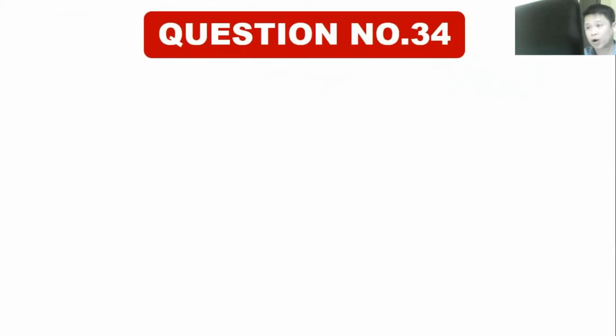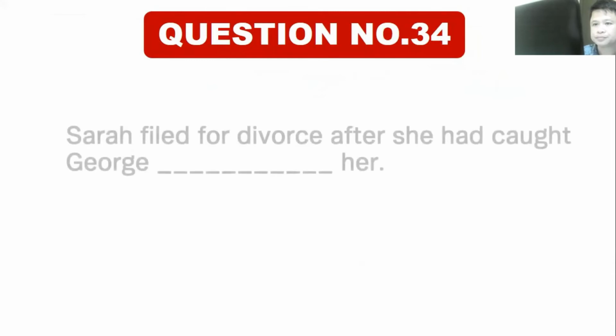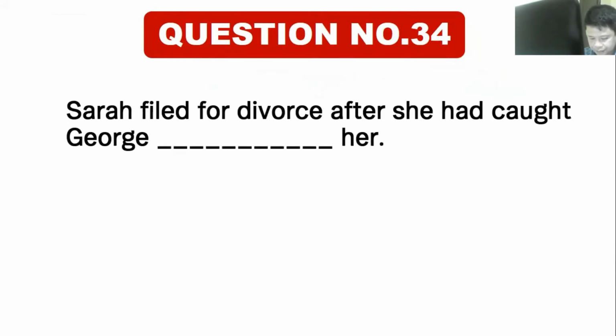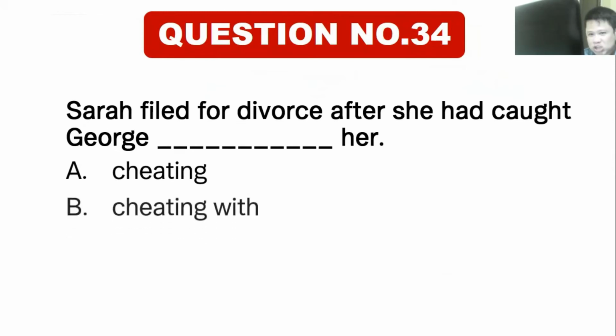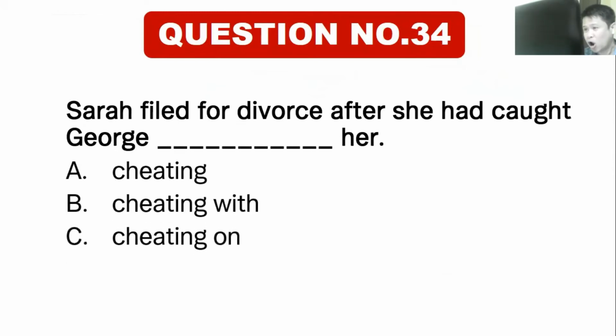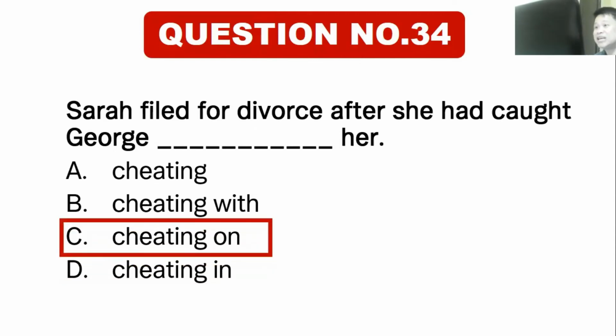Number 34. Sarah filed for divorce after she had caught George A, cheating her, B, cheating with her, C, cheating on her, letter D, cheating in her. Again, Sarah filed for divorce after she had caught George A, cheating her, B, cheating with her, C, cheating on her, D, cheating in her. The correct answer is letter C, cheating on her.